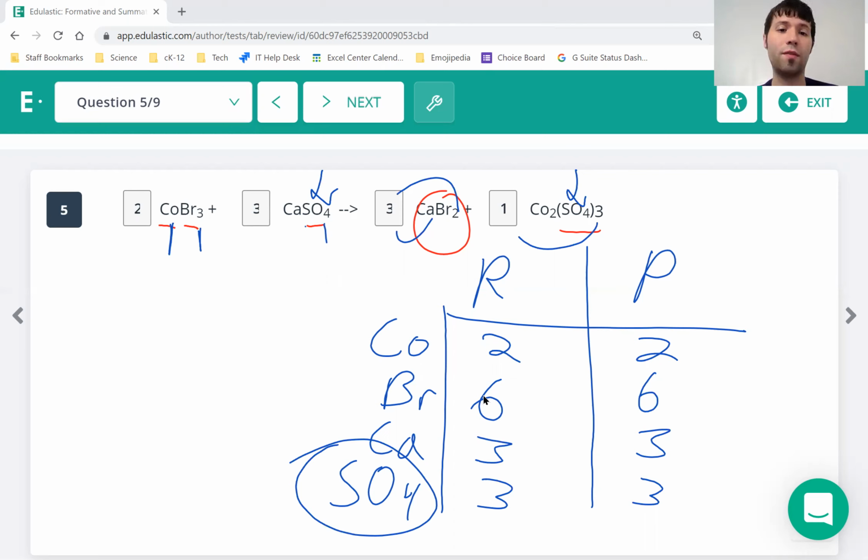So I did the first 5 problems with you guys. I really hope that helped you get the full process down. Make a table, count how many on each side, and then cross multiply, and then whatever numbers you cross multiply by, put those in the coefficient boxes.